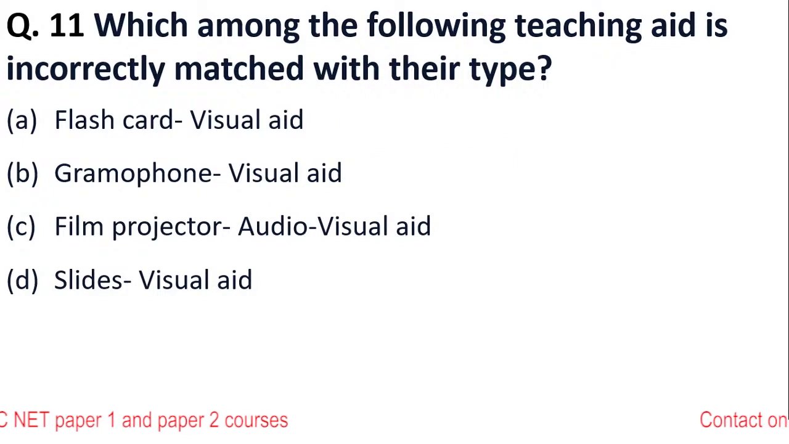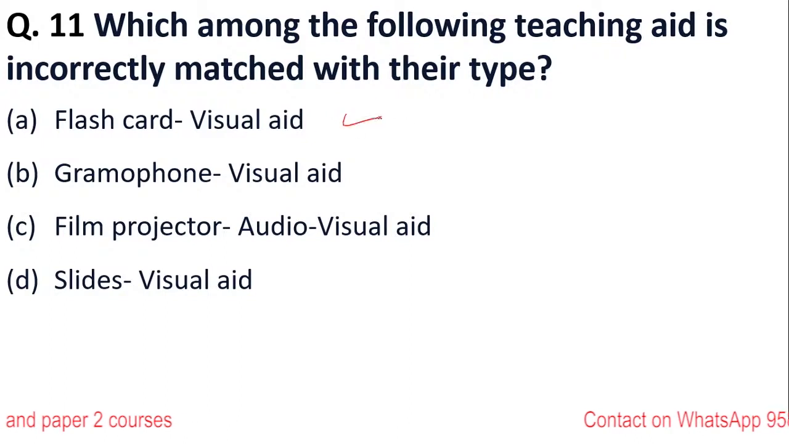Which among the following teaching aids is incorrectly matched? So you know, teaching aids are being used. There are visual aids, visual means which you see, and audio aids, which you hear. So flashcard is a kind of visual aid. Yes, this is true. Projector, film projector is a kind of both audio and visual aid.